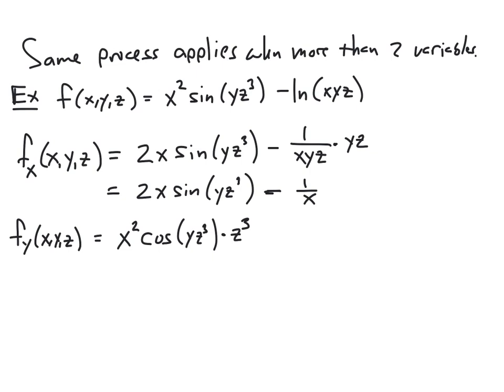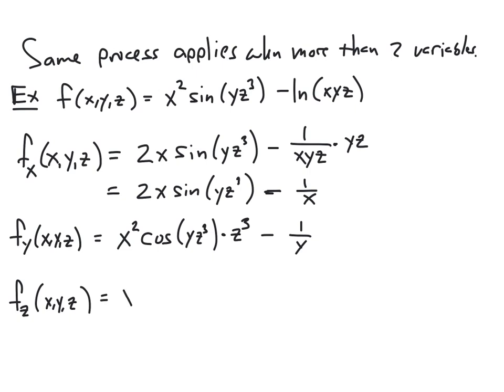So the derivative of our first term is x squared cosine of yz cubed times z cubed. And then for the second term, the part with the logarithm, we get something very similar as in the first partial derivative. We get 1 over xyz multiplied by xz, and those cancel, so we're left with 1 over y. And lastly, we can do the partial derivative with respect to z.